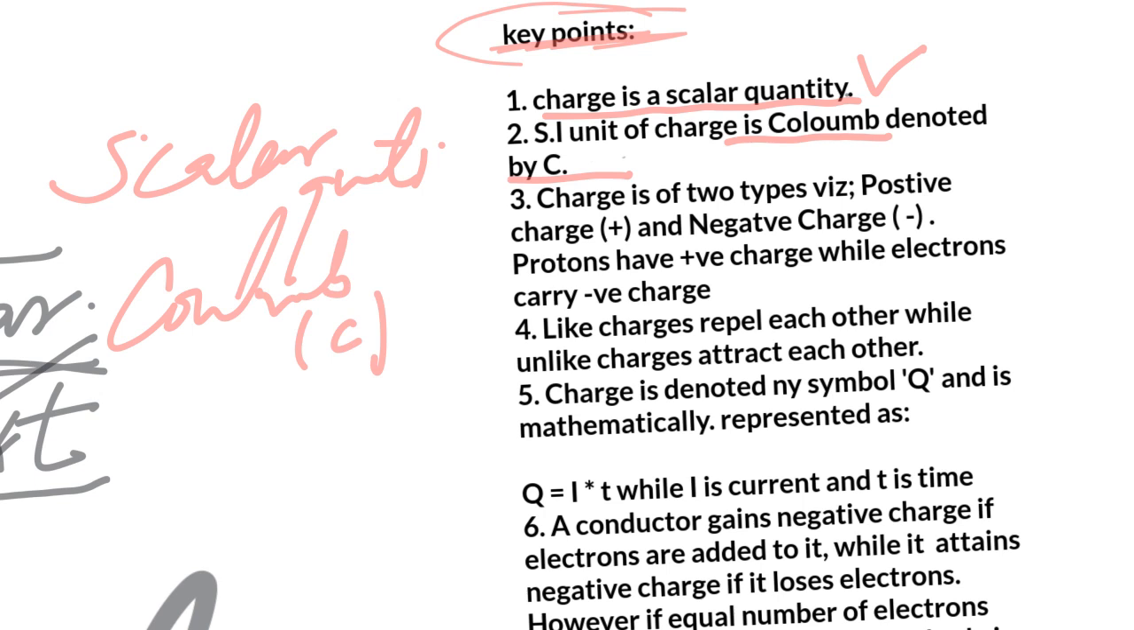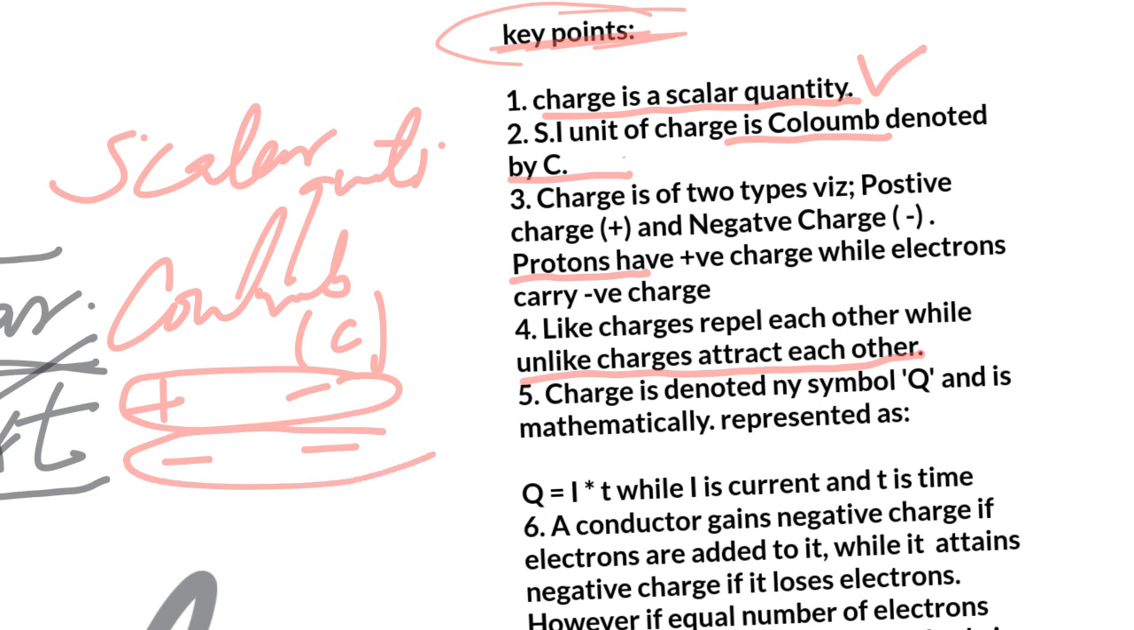As I already said, charge is of two types, positive charge and negative charge. I also mentioned that protons have positive charge while electrons carry negative charge. We also mentioned that if we put two unlike charges in the vicinity of each other, they will exert a force of attraction. But if we put two similar charges, positive and positive, or negative and negative, in the vicinity of each other, they will repel each other.